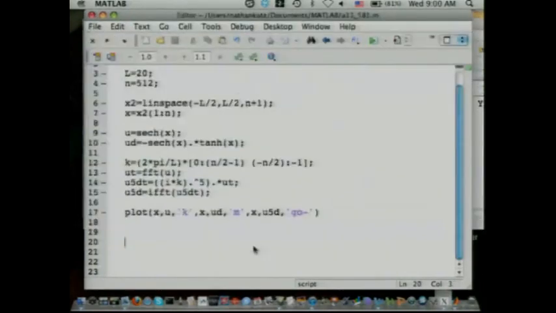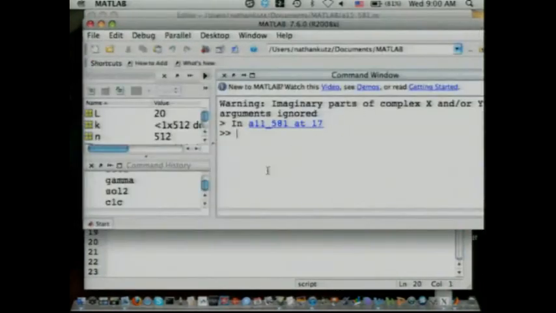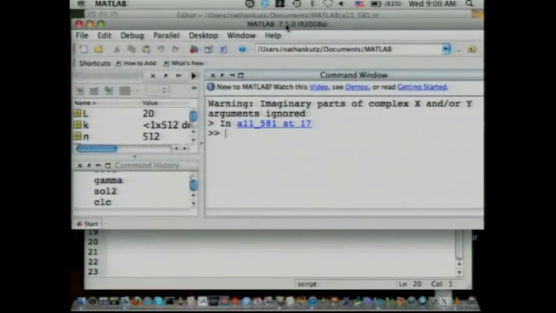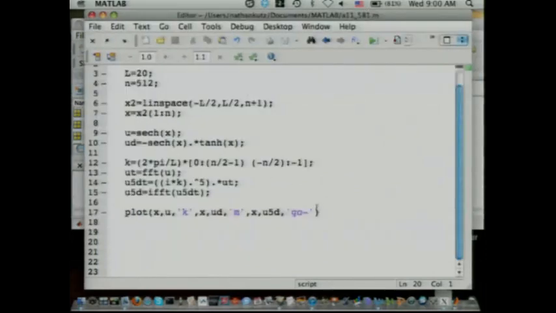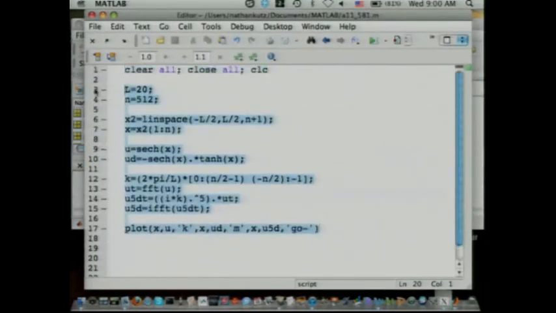Okay? All right. By the way, check this out. Warning. I'm sure you've gotten some warnings. Imaginary parts. What? Yes, they're imaginary parts because you got this round off going on, 10 to the minus 16th, and you're ignoring it. Awesome. All right. There you go. So let's kill that.